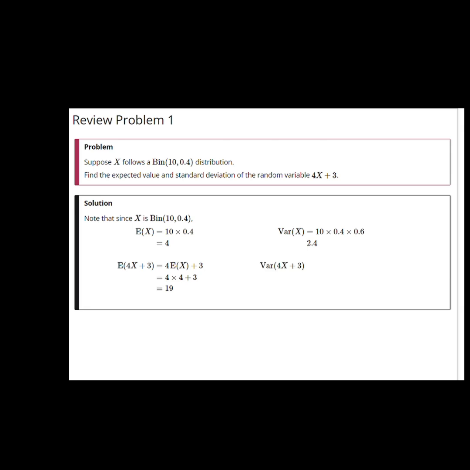What about the variance of 4x plus 3? Remember that the addition of 3 doesn't alter the variance at all. So we're left with the variance of 4x. Factoring the 4 outside and squaring it, this is 4 squared times the variance of x. 16 times the variance of x, 16 times 2.4, which is 38.4. The standard deviation, of course, the square root of the variance, is the square root of 38.4.